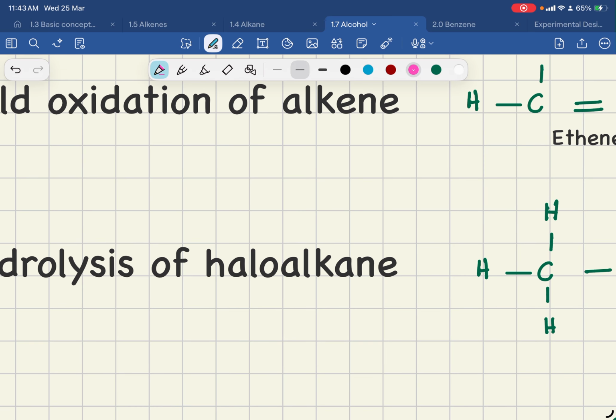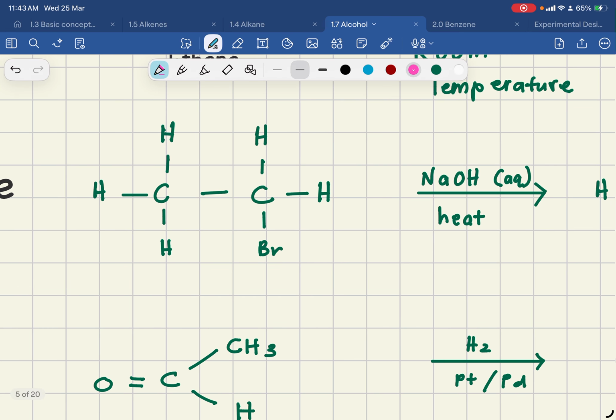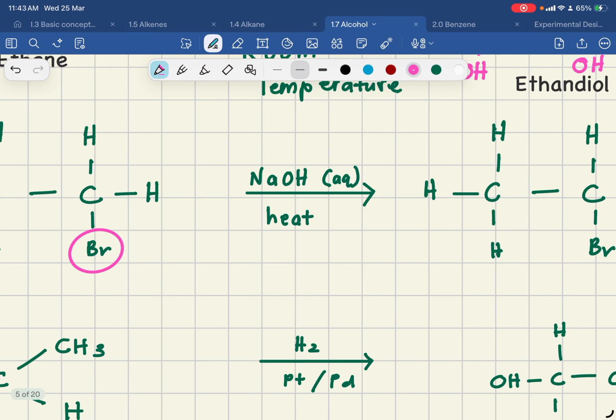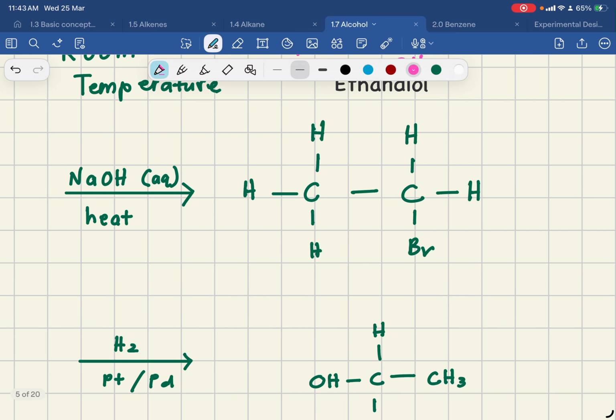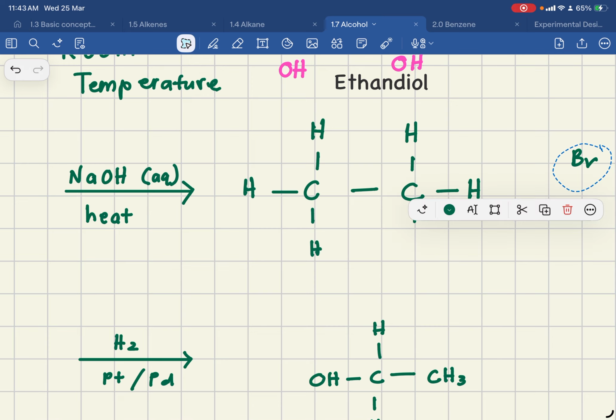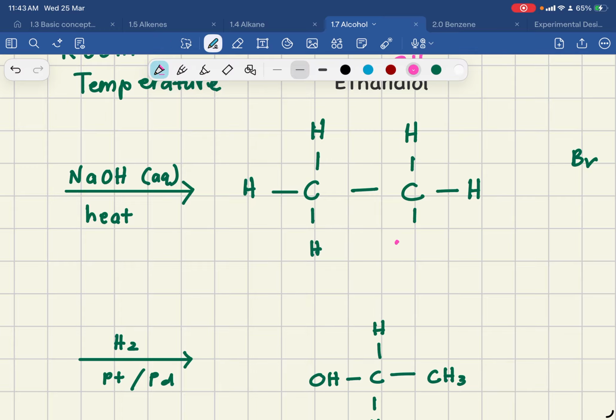The third one is hydrolysis of haloalkane. What is a haloalkane? An alkane with a halogen group. Here you can find your halogen. The reagent you need is sodium hydroxide in aqueous solution, and you heat it up. The halogen is substituted with OH. It goes out and OH comes in, so now it becomes ethanol.